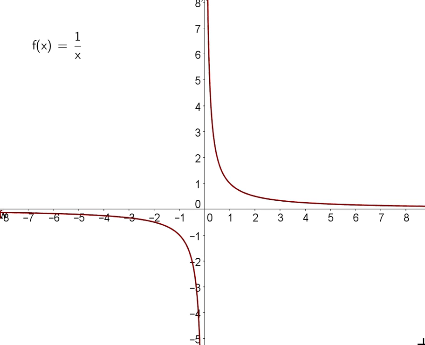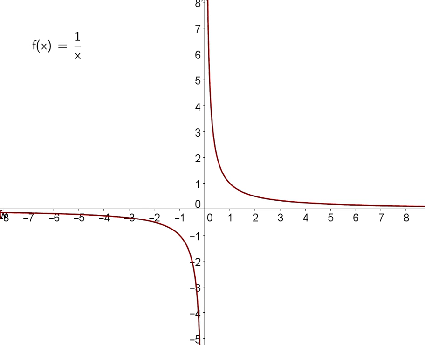So in section 4 of chapter 8, we turned our attention to rational functions. And the first function that we looked at was 1 over x. It turns out this is a parent function for a bunch of similar functions.